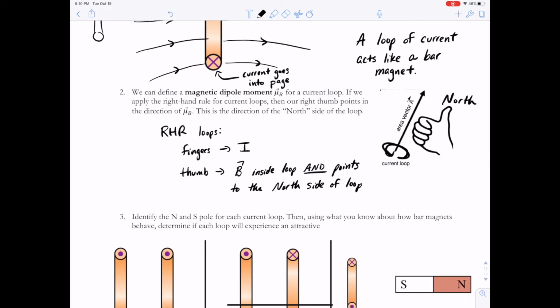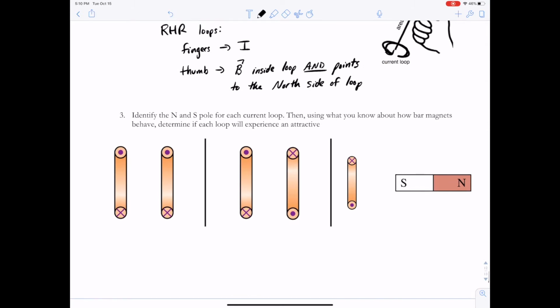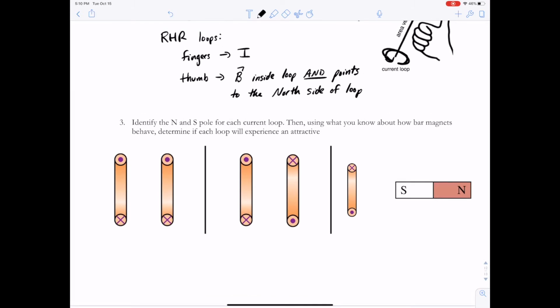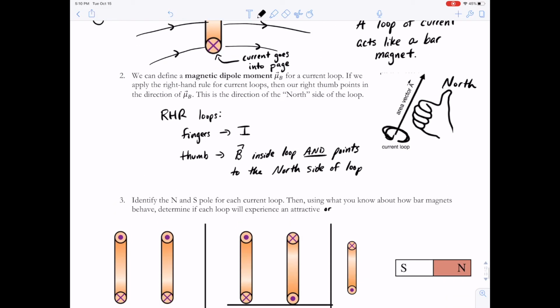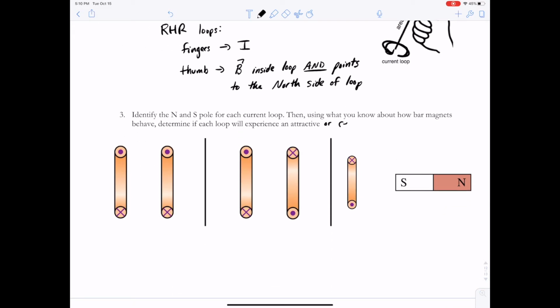So now in the examples below, what I'd like you to do is, using our right-hand rule for loops, determine the north and south pole for each of the loops shown. Then, using what you know about bar magnets, that is, like poles repel and opposite poles attract, determine whether or not the loop shown will experience an attractive or repulsive force.